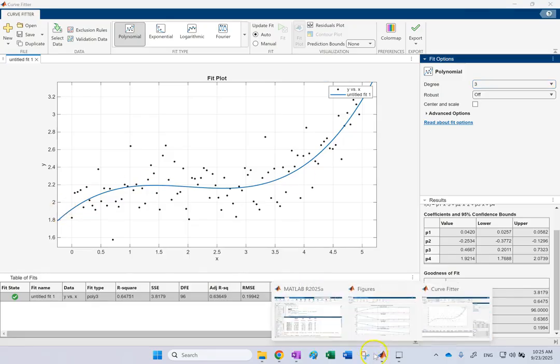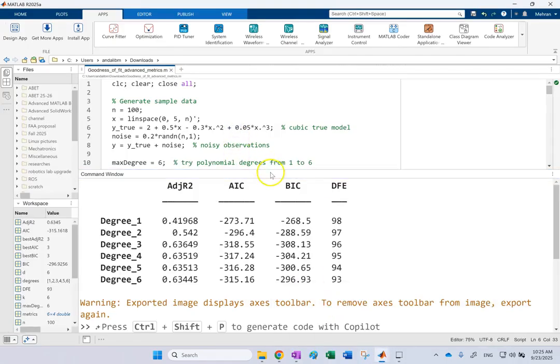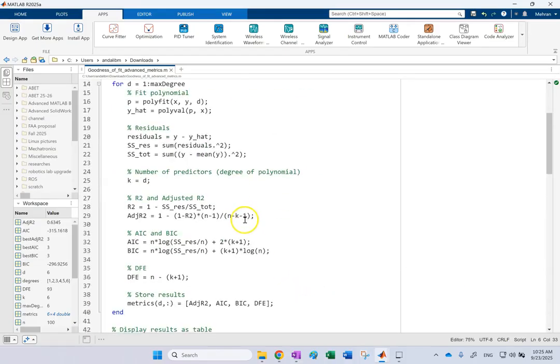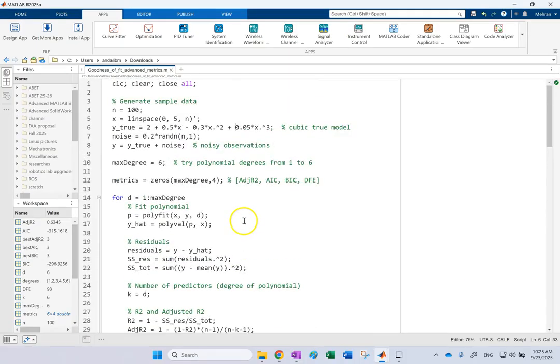So I'm going to share this file with you, this one here. Feel free to change it any way that you want and play with it.